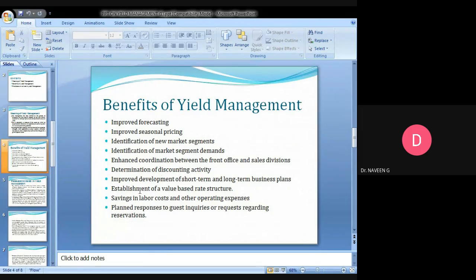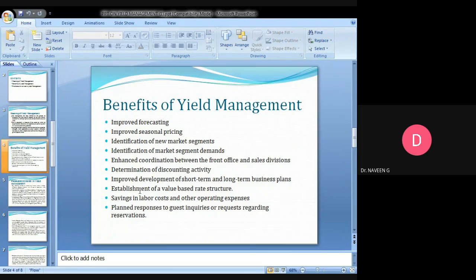So therefore, this is to earn revenue, and the mass customer will be there. Any industrial trips will be there. For example, any software industries, on weekends they will organize certain trips to several states or other states. So at that time, this discounting activity will always help the customers as well as the service industry to maximize their profit. And also it will improve development of short-term and long-term business plans.